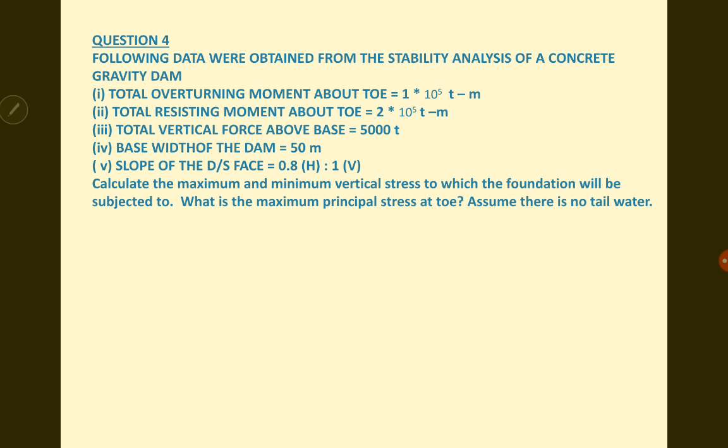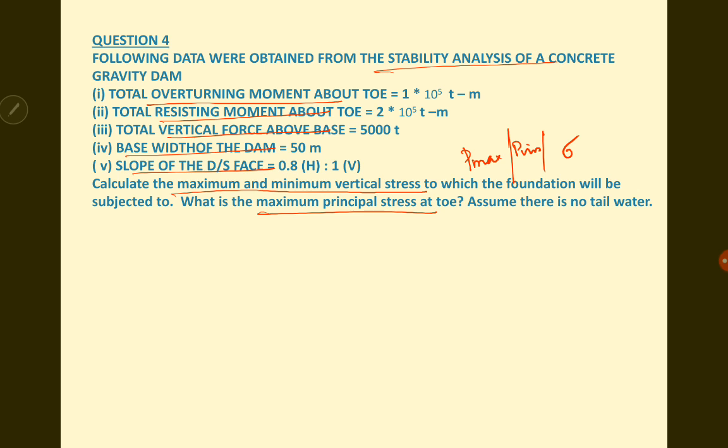Now, the next question is a very direct question. They have given us this stability analysis. Okay. The following data were obtained from the stability analysis of the concrete dam, where they have given us the overturning moment, the resisting moment, the vertical forces, the base width and slope. They have given all the details directly, and they have asked us to find the maximum and minimum vertical stress at the foundation and the maximum principal stress at the toe. Okay. So, 3 things we have to find, that is P max, P minimum and sigma. 3 things we are supposed to find.